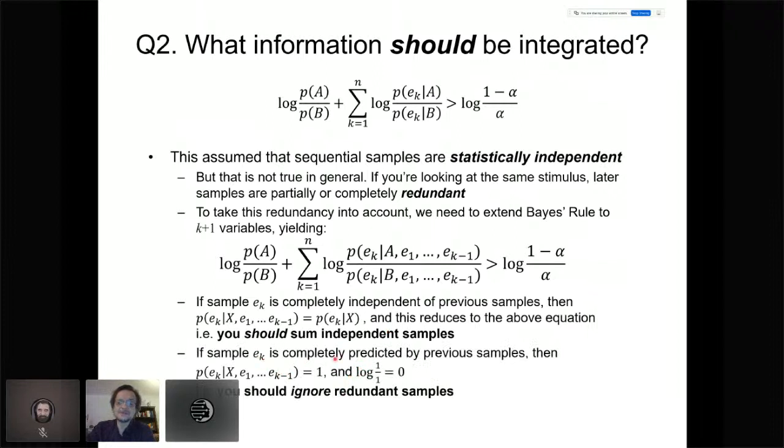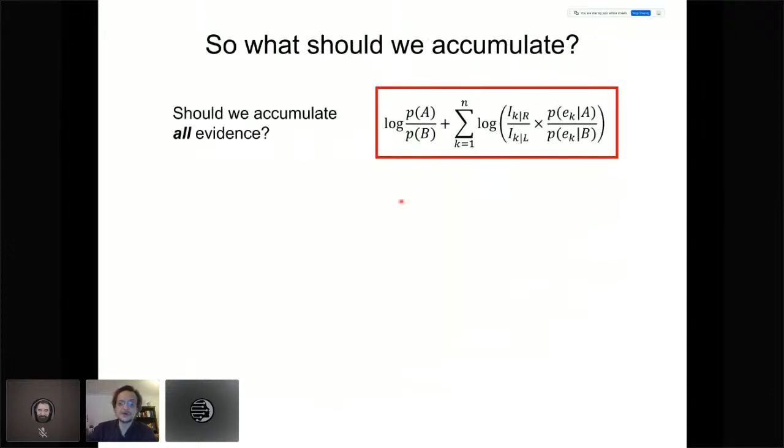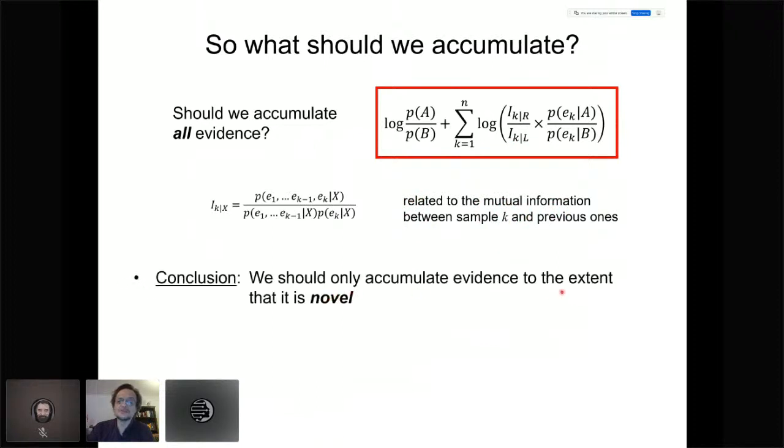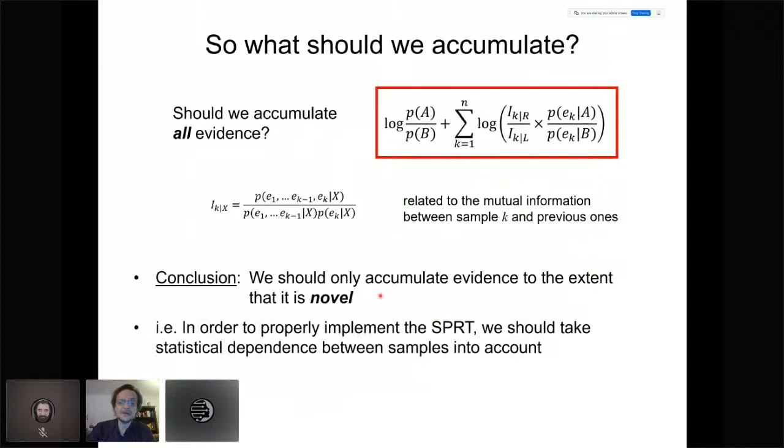If sample EK is completely predicted by the previous samples, well, then the probability of EK given X and those previous samples is actually 1 because it's predicted by those previous samples. And so the log of 1 over 1 is just 0. And so this whole term disappears. And so if a sample is redundant, you should completely ignore it. But for all the cases in between, what you should actually be doing is something like this, where you scale the log likelihood ratio of the sample by a term that's related to the mutual information between sample K and the previous samples. So the conclusion is we should only accumulate evidence to the extent that it is novel to properly implement the sequential probability ratio test.